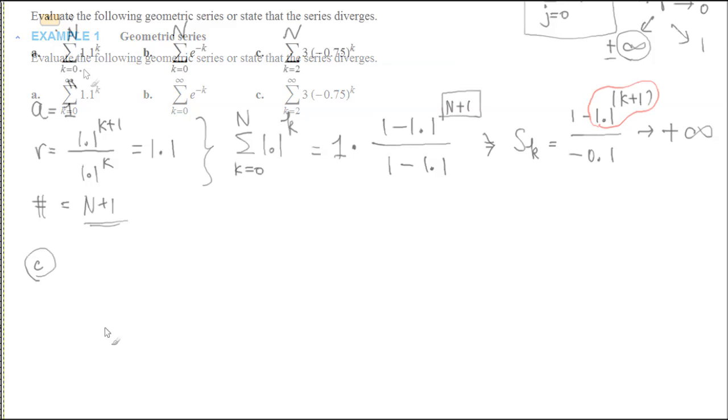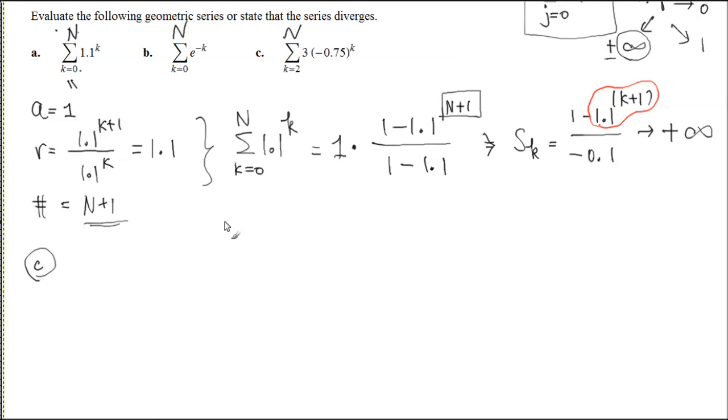I'm changing this top. Good. So let's see. I'll write that down in terms of j. J is starting from 2 and ending at n. And 3 times negative 0.75 raised to the jth power. That's what we're calculating.